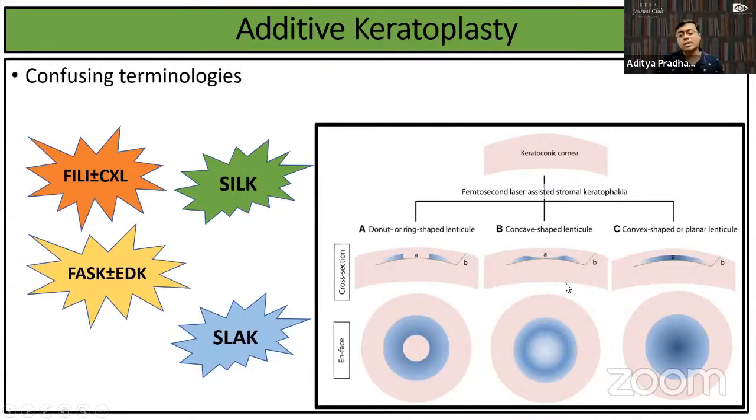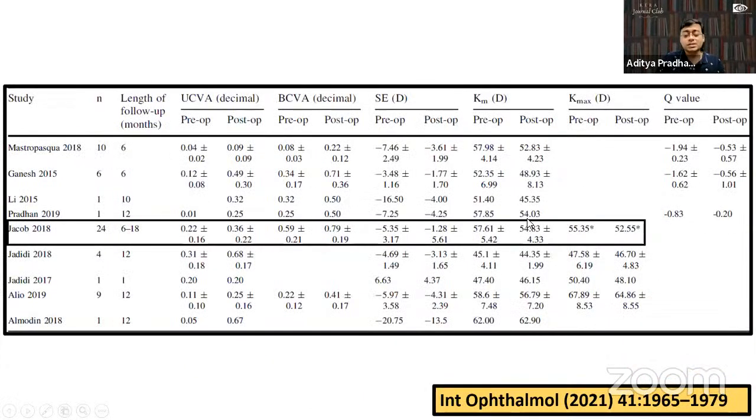The lenticule is also made with the femtosecond laser, and you just push it into the pocket. So if you see this review, this meta-analysis published in 2021, there are different publications across the board with different lengths of follow-ups. The different parameters assessed are the uncorrected visual acuity, the best corrected, the spherical equivalent, the maximum keratometry, the mean keratometry, and the Q value.